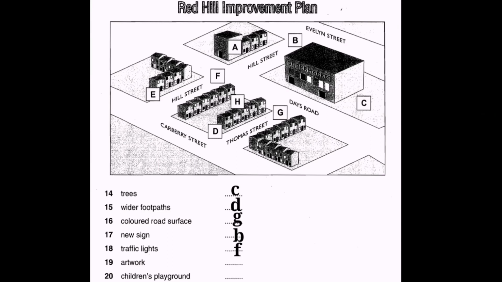Let's listen to the audio again. Something we're planning to do to help control the flow of traffic in the area is to install traffic lights halfway down Hill Street where it crosses Days Road.